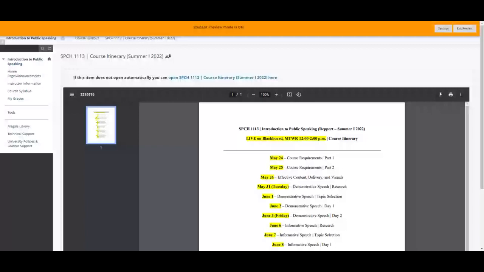Research for the demonstrative speech on Tuesday, topic selection for the demonstrative speech on Wednesday, and I'll talk more about that as the time comes, and then day 1 for demonstrative speech and day 2. I don't have, on the syllabus yet, an official listing of students and the days on which they are going to perform their presentations and send me their videos, primarily because we don't have an official roster.